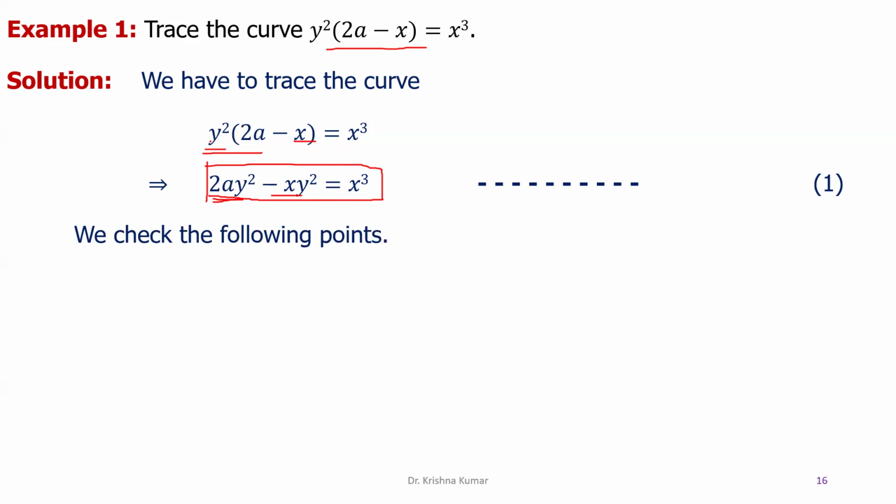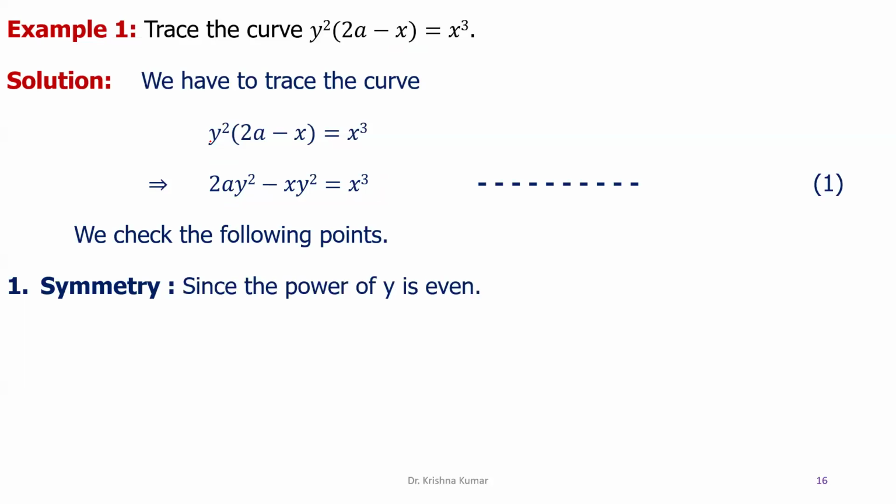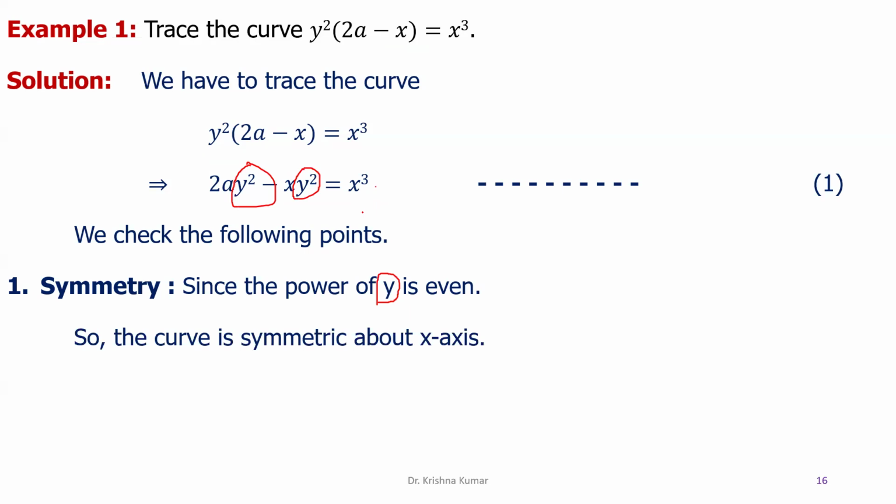We check the following points to trace this curve. The first point is symmetry. Here, since the power of y is even in each and every term, and in this term y is absent, the given curve is symmetric about the x-axis.